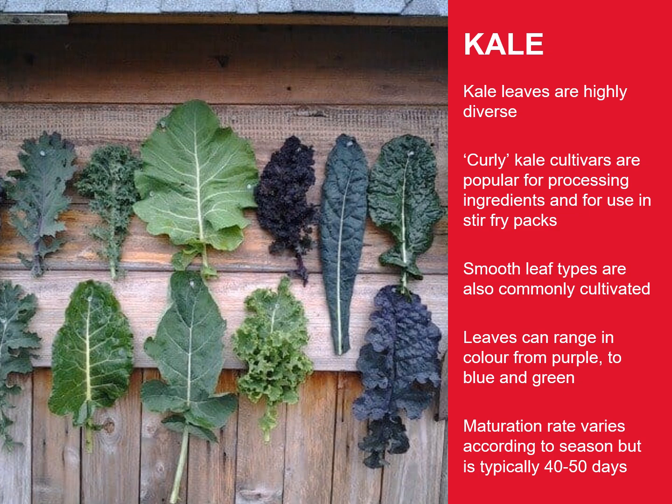So you may be familiar with curly kale, which has this crinkled leaf texture, which is popular for processing ingredients and use in stir fries, for example. But there's also a whole range of smooth leaf types, which are also commonly cultivated. Leaves can range in colour from purple to a bluish colour to greens. Maturation rate varies according to the season and environmental conditions, but typically around 40 to 50 days of growth, the crop will be ready to harvest.